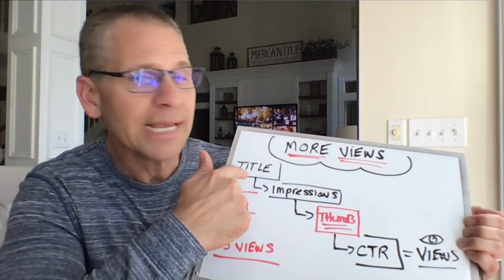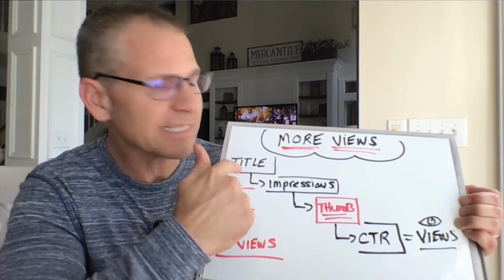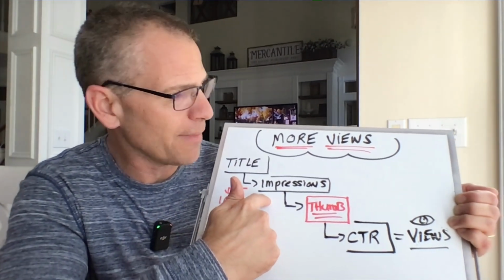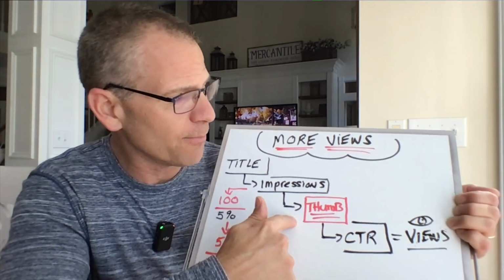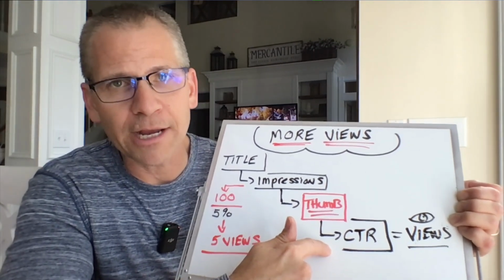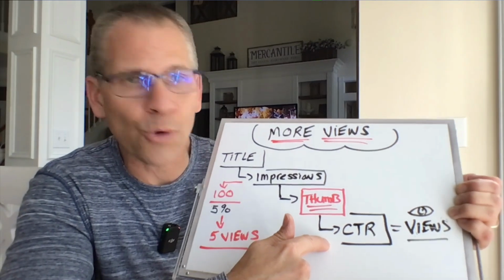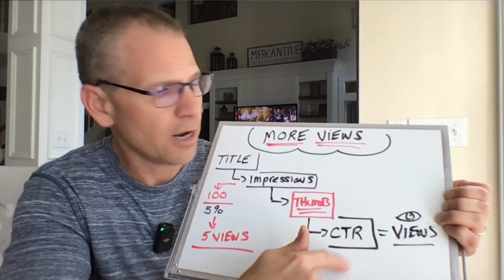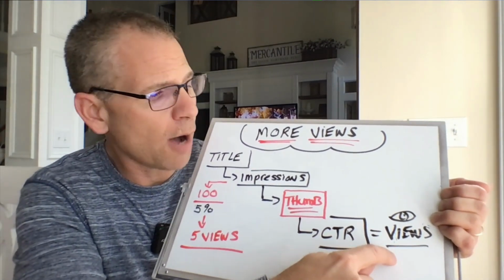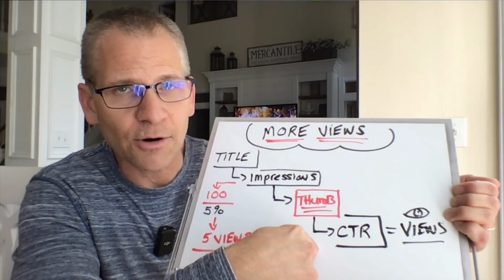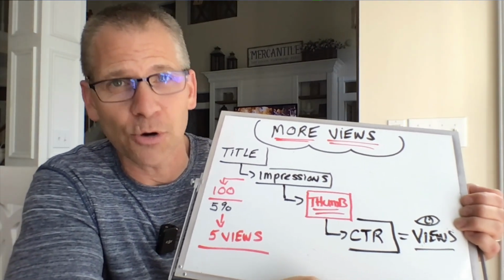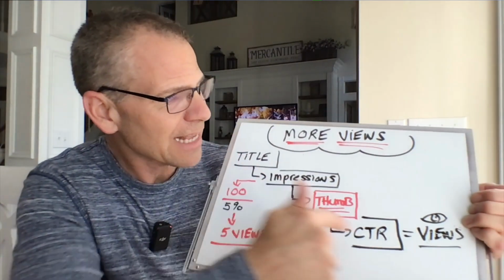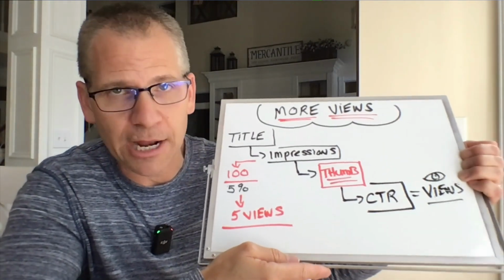That's what we see. So it's title. From the title, we're getting impressions. From the impressions, people are seeing the thumbnail. And then from there, they're doing what we call click-through rate. That's what CTR stands for. Your views come from your clicks, okay? So if someone lands on your video for 3 seconds, that's counted as a view, okay? So that's how it works. So I just wanted to kind of throw this out here.